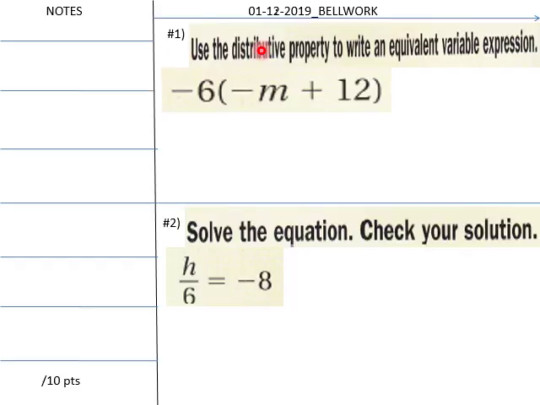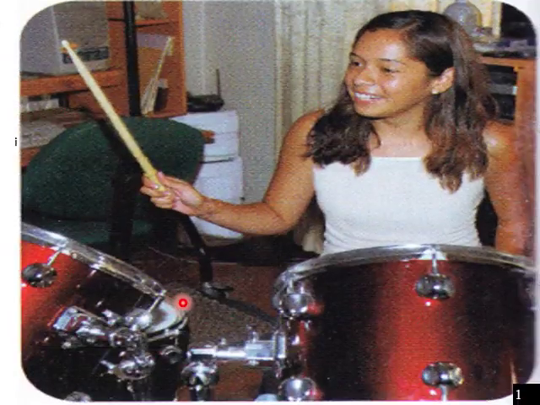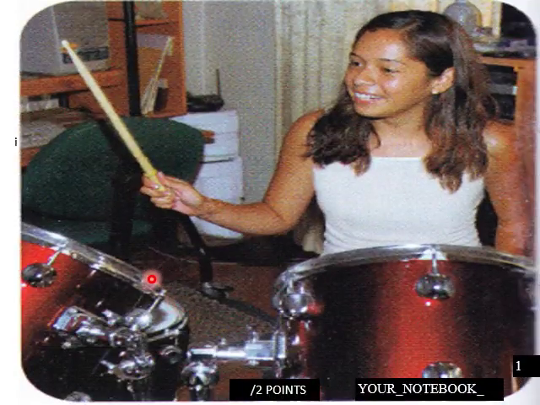Here is your bell work. So this is your warm-up for your students to come in. Students, get on this when you walk in your classroom. When you get a class worksheet, start on that. If you need more room, then attach a piece of paper to your class worksheet when you hand it in.